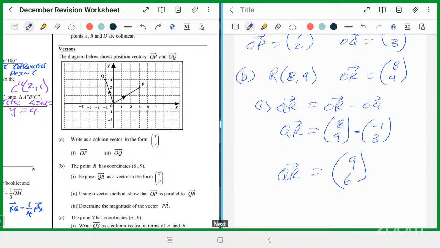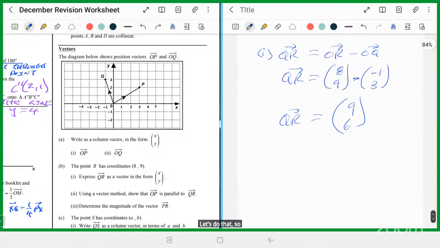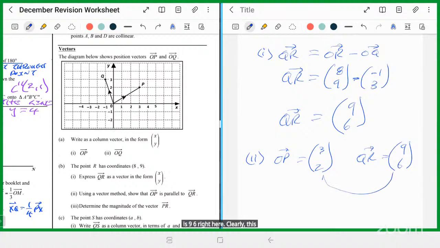Next one says, use a vector method to show that OP is parallel to QR. All right. If they're parallel, then one is a multiple of the other. Let's do that. So let's compare them, part 2. We have the vector OP, which was 3, 2. I have the vector QR, which is 9, 6 right here. Now clearly this one is 3 times that, obvious. You have to multiply this one by 3 for it to be equal to that.